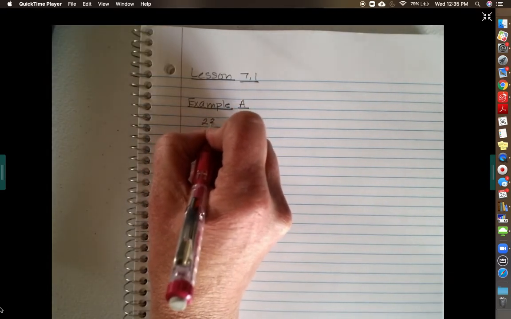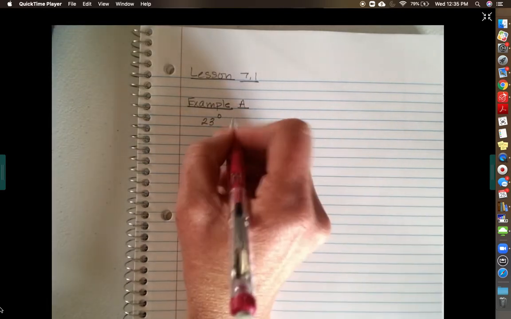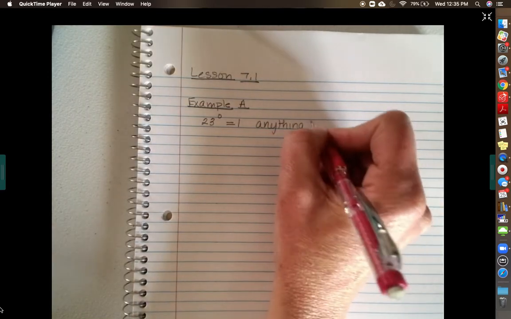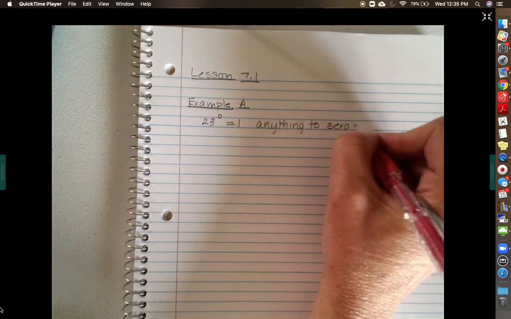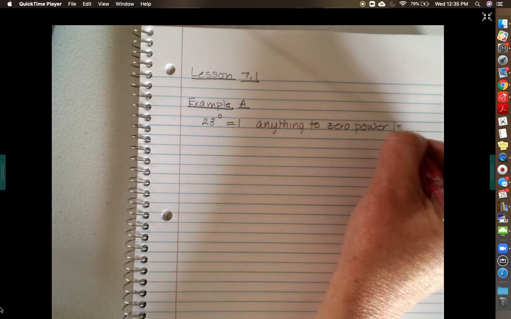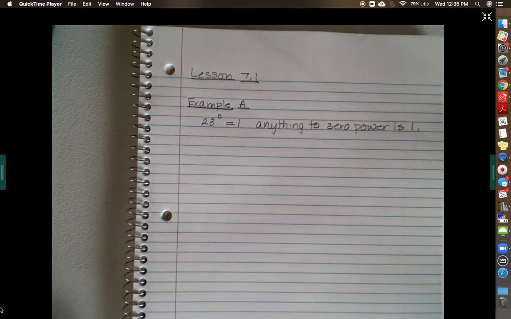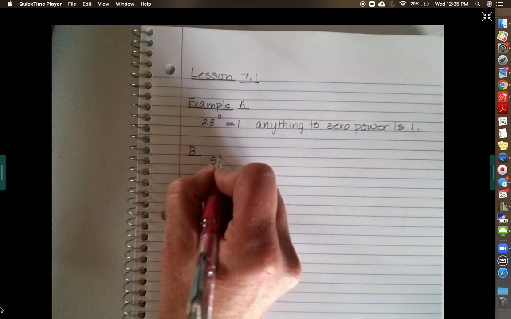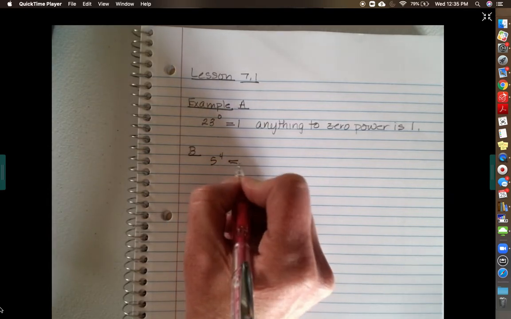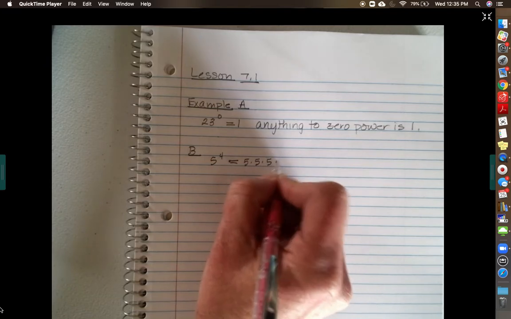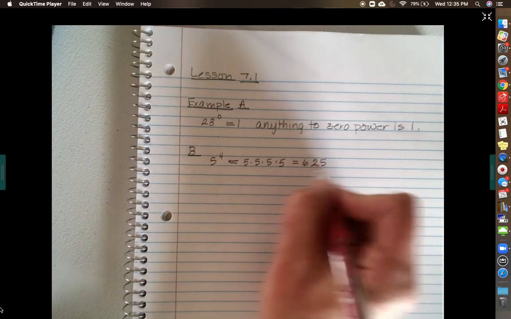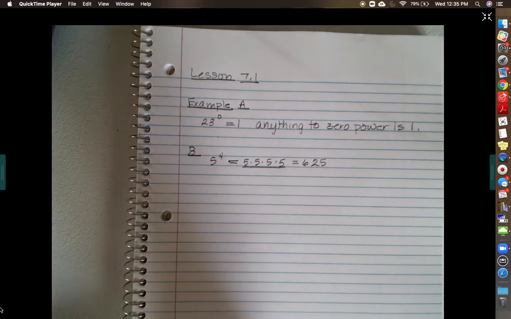So this one we've seen, but anything to the 0 power is 1. Anytime you have something that goes to the 0 power, it is 1. Five to the fourth, all they're asking you is to write it out, which means 5 times 5 times 5 times 5. Now, if you want to put your answer as 625, that's fine, but they're making sure that you understand that's what 5 to the fourth means.